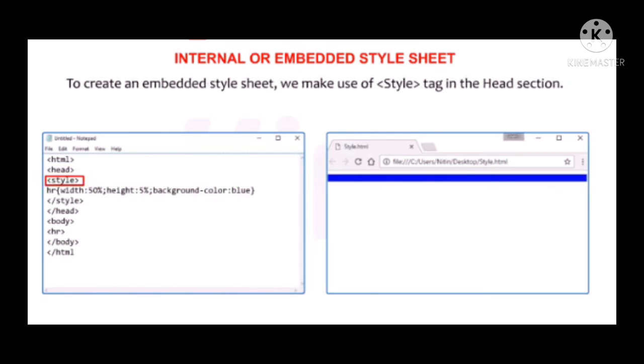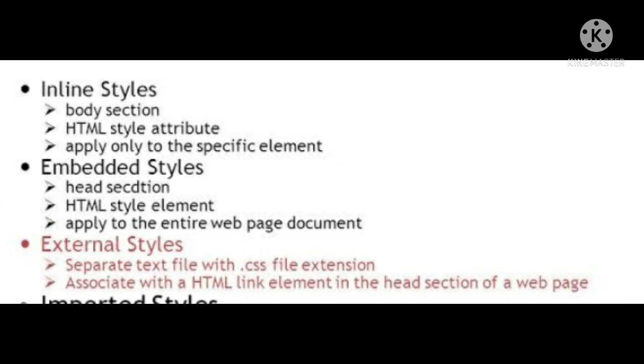So children, today we learned about CSS, that means cascading style sheets, and we learned how to apply CSS using three different methods: inline style, internal or embedded style sheet, and external style sheet. So read your textbook and try to practice the same examples in your textbook.